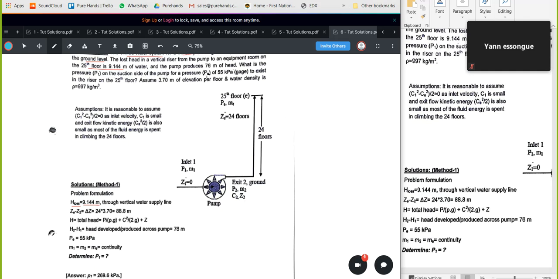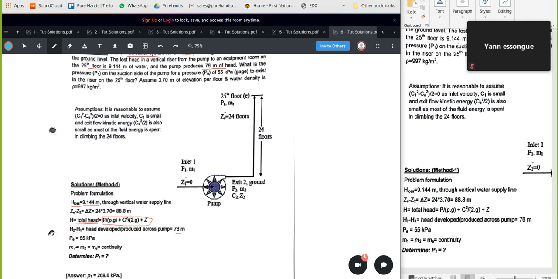The pump produces 67, so the total head of the pump is 76 meters, right? The total head of the pump, H, is equal to this. So you can also write this equation down here for the pump head, but don't worry too much about it for now. The total head in the pump is 76 meters. That's how much you can pump.